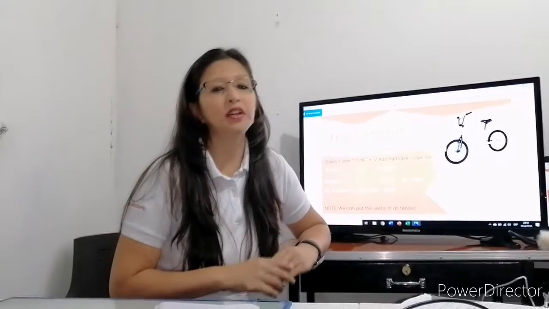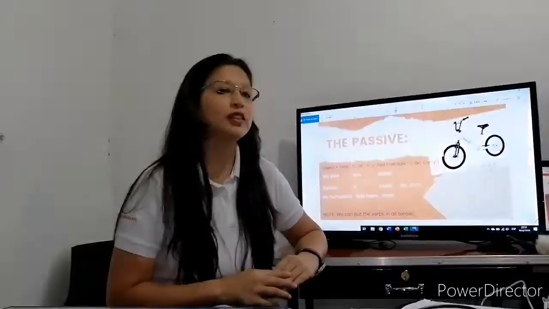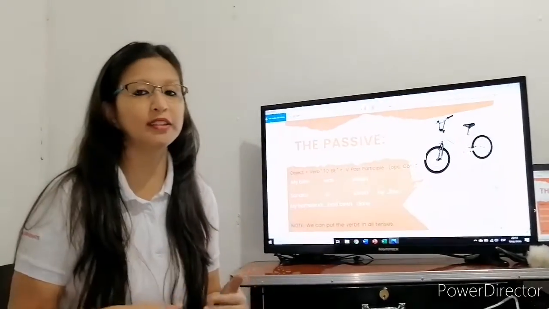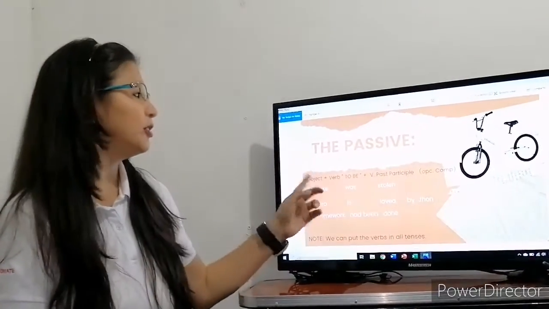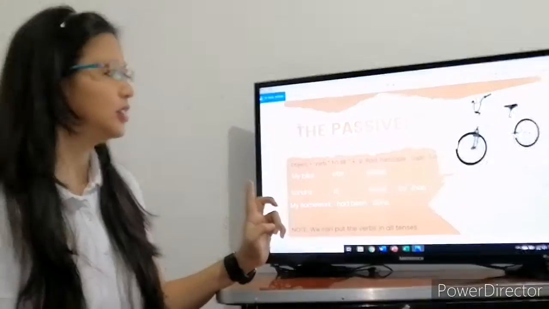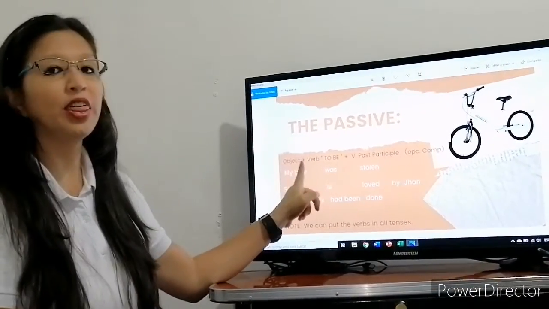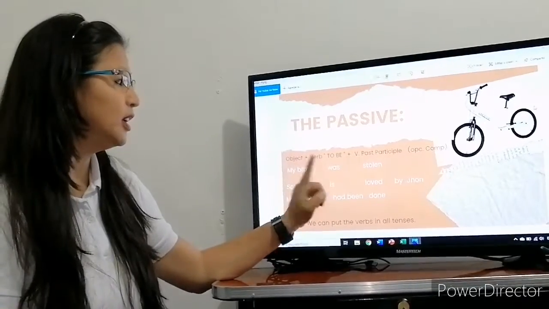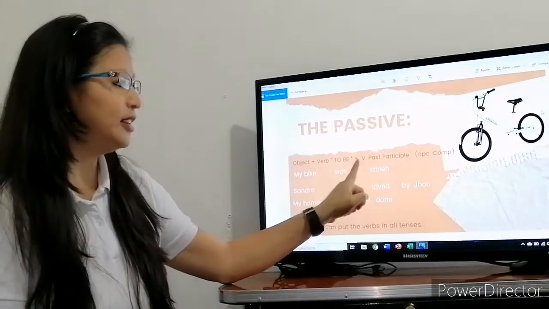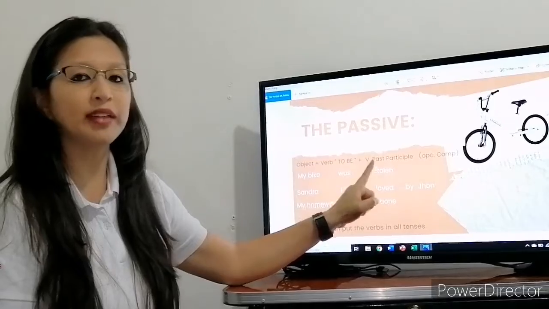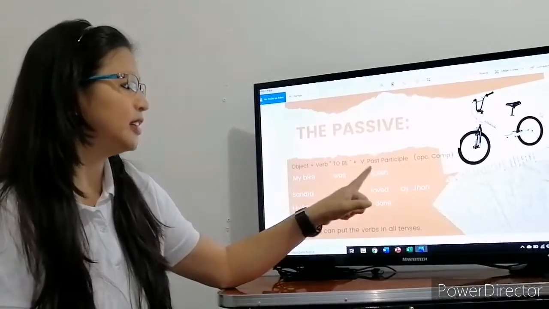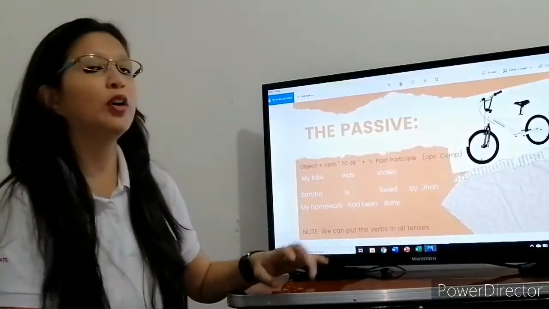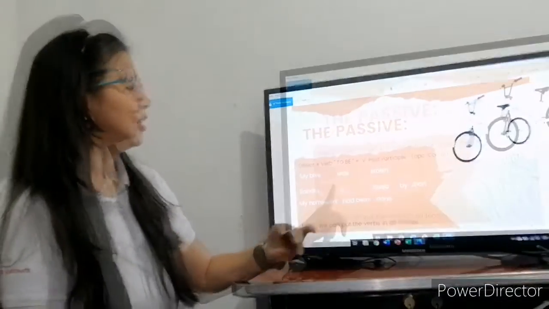So, to form the passive, we begin the sentence with the object, plus the verb to be, plus the verb in past participle. This is the third form of the verb. So let's give some examples.